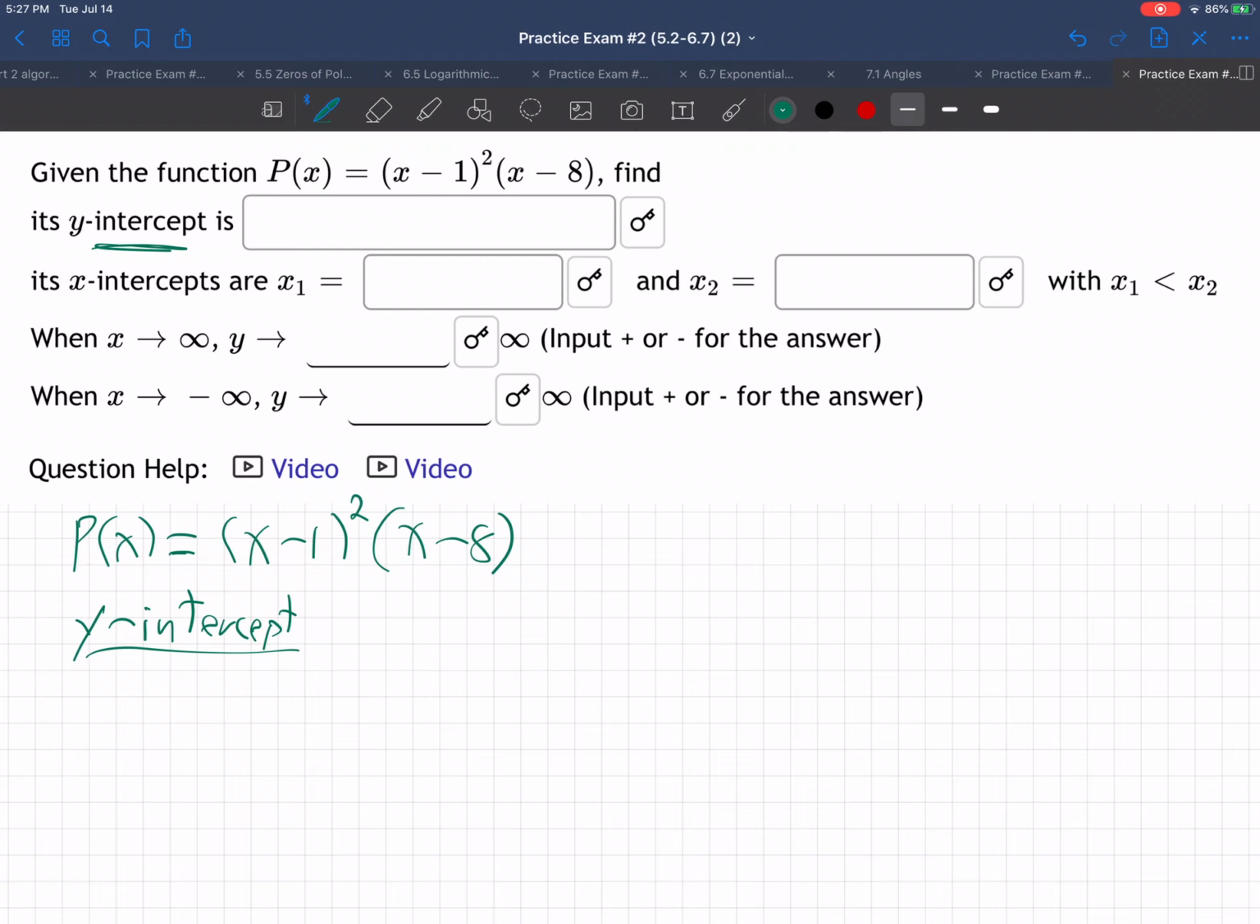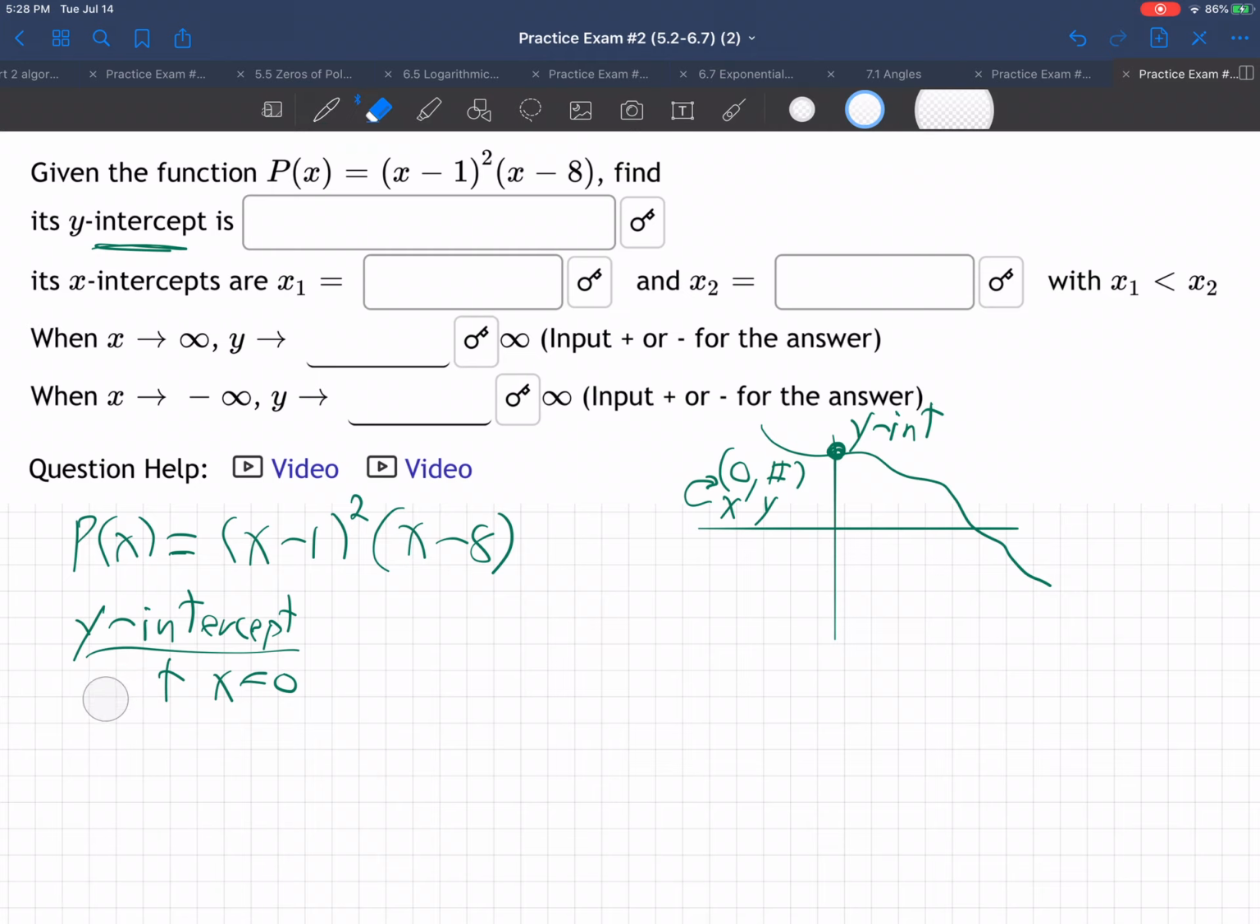Well, think about a graph for a minute. If you have a graph, and it cruises through the y-axis, that's a y-intercept point. Think about its coordinates. It must be over 0, up some number, right? If it's right there on the y-axis, its x value is 0. So at a y-intercept, you plug in x equals 0. A y-intercept, by its very nature, being on the y-axis, must have an x value of 0.